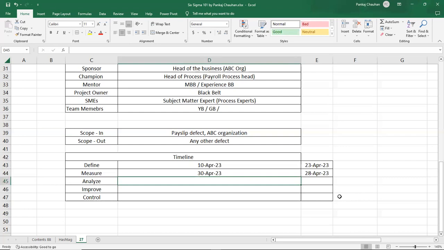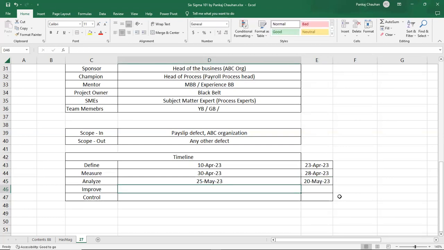Similarly, for the analyze phase, analyzing the data, you want to close by May, let's say the 25th of May 2023, and actual completion of this you are doing maybe by, let's say, the 20th of May 2023. So again, you are before time.